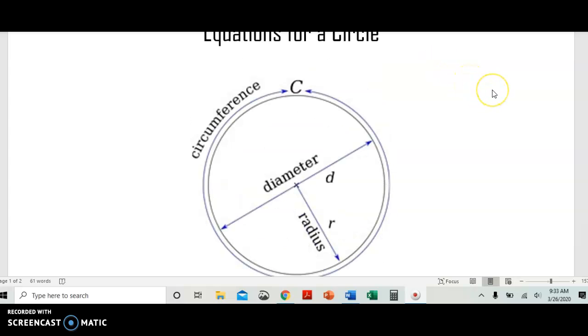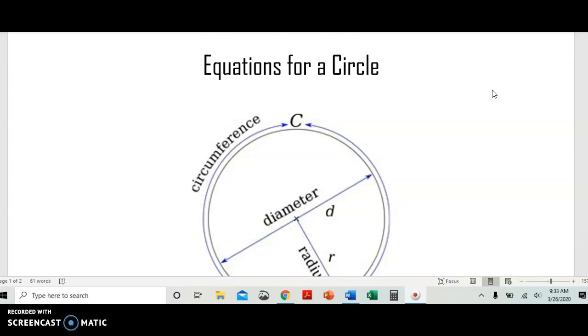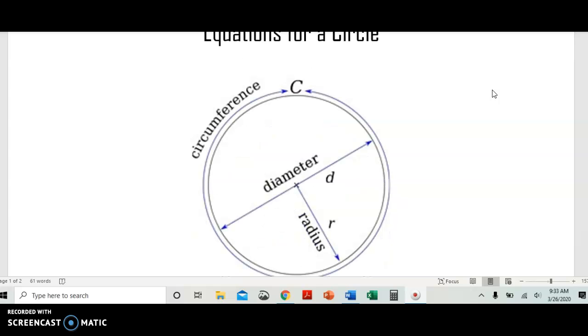Today we're talking about the different equations that we have for a circle. Before we go into the equations to be able to find the information that we need to know, our circumference and our area, we need to know a couple of key words. The first one being the word circumference. Circumference, it's right here on your paper, but it is all the way around the circle.